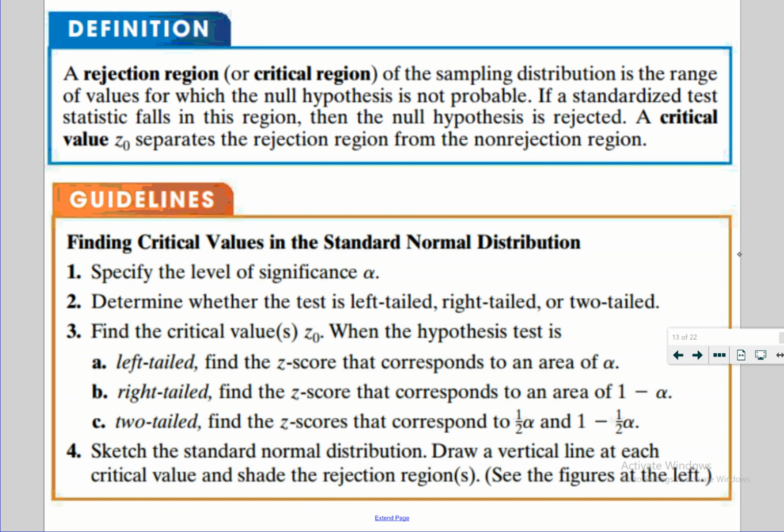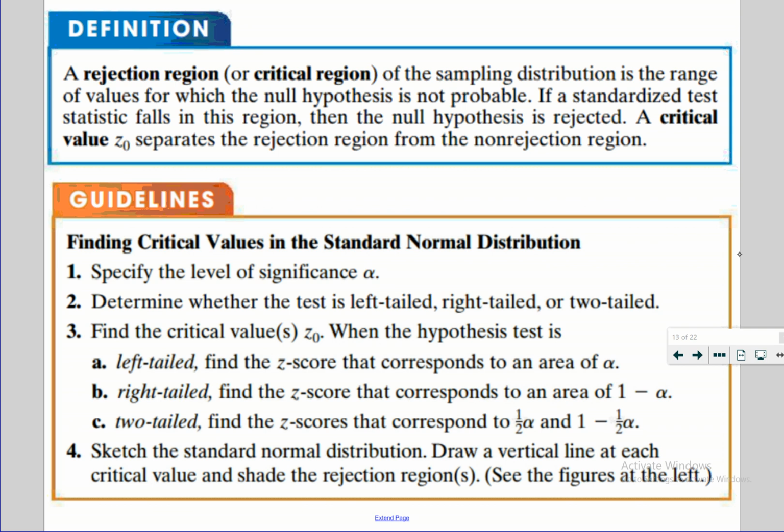All right, so a rejection region is a sampling distribution. It's a range of values where the null hypothesis is not probable. So when you reject, it will either be in the left tail, the right tail, or both tails. We've talked about how to find that before. And if you have a z value in the shaded region, that's where the null hypothesis is not probable, which means we reject. So if we're in the rejection region, we reject, which is where it gets its name from. If it's not in the rejection region, we don't reject.